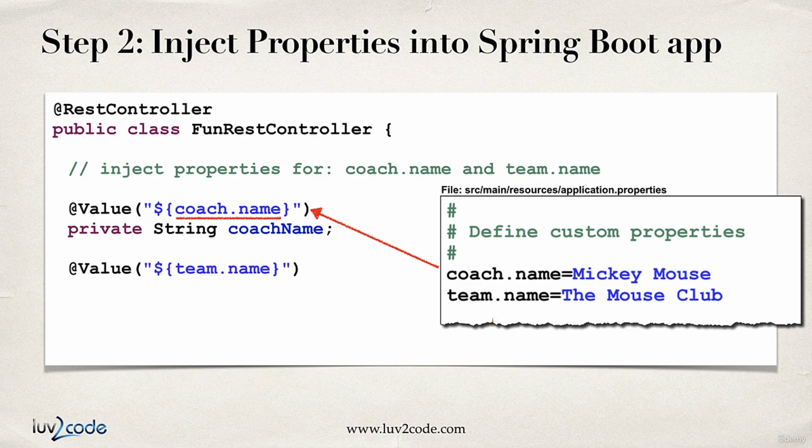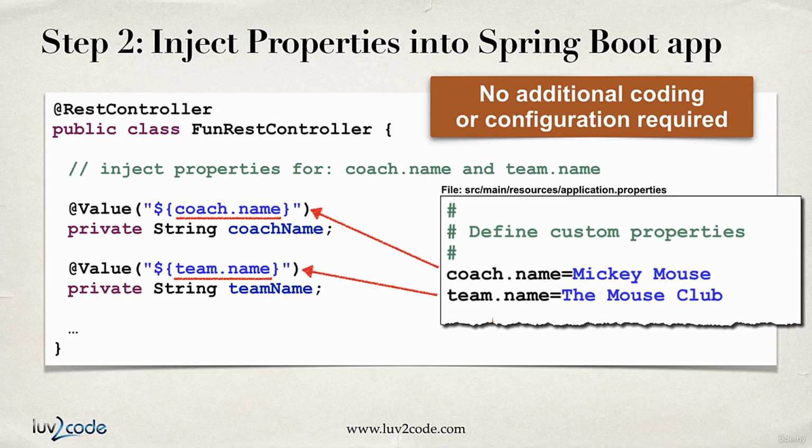Then I just repeat the process here for team name. So I use @Value team.name, and again, it'll pull the information from the properties file, team.name, give the value here, and assign it to our field, teamName. And that's basically it. The nice thing to notice here is that there's no additional coding or configuration required. Spring Boot will automatically load that application.properties file, make it available to your application, and you can access those values by using the @Value annotation. I like this. It makes it really, really easy to make use of custom application properties in your application.